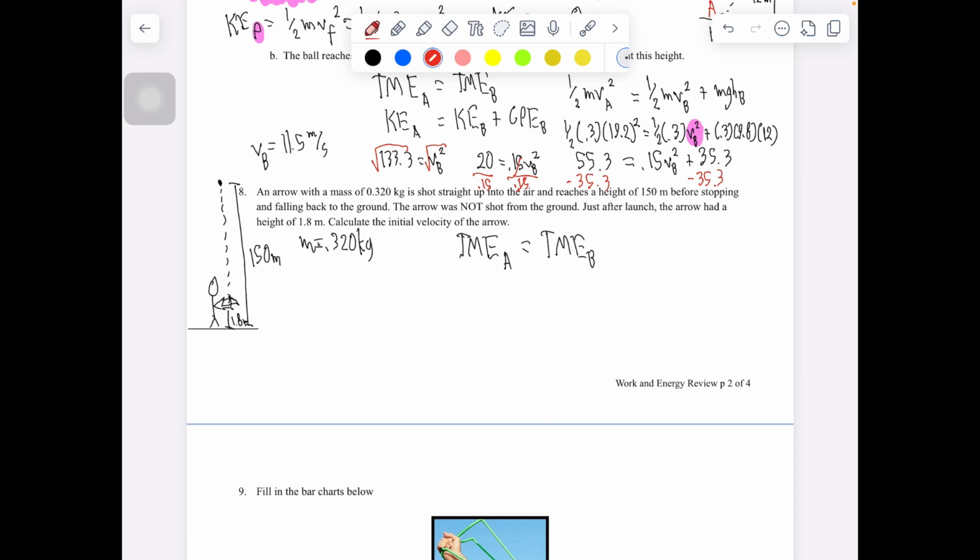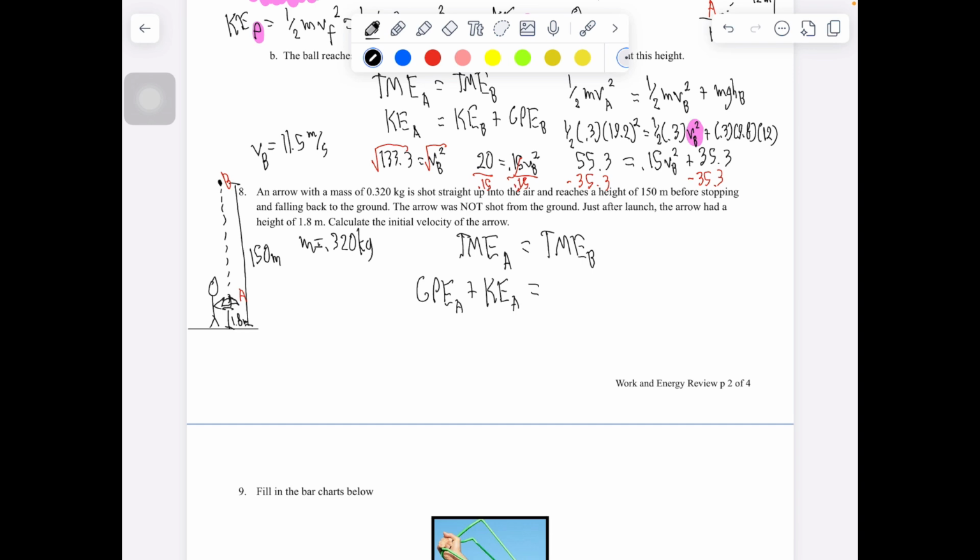So, at A, that will be right after it's launched. B will be the very top. At situation A, we have some gravitational potential energy because it is off the ground. We also have some kinetic energy because it has been launched and is moving.